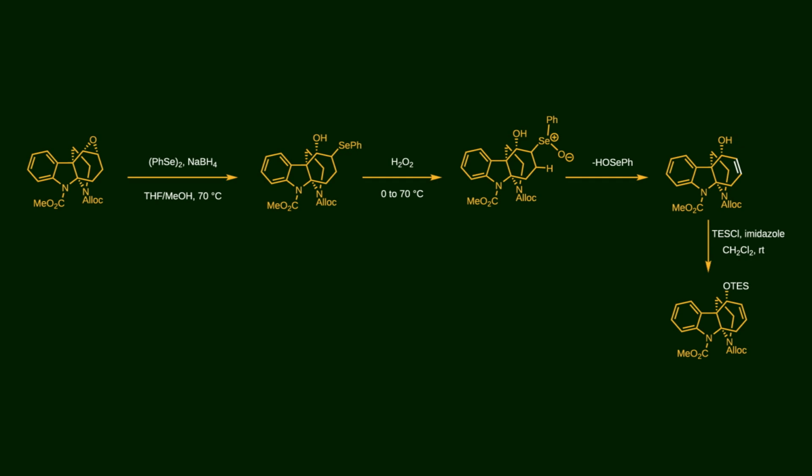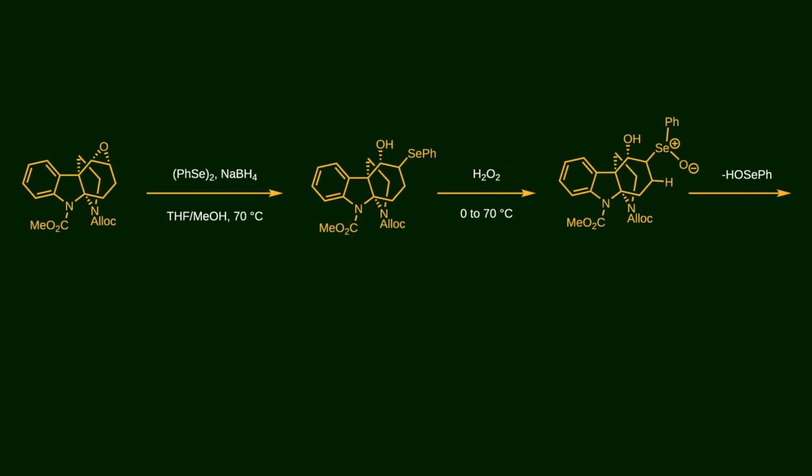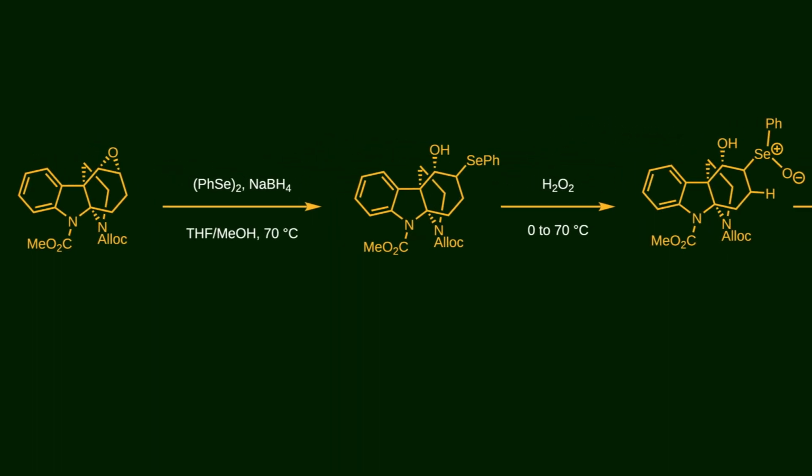Now it's time to open the epoxide ring using alkyl phenylselenide, which is an excellent nucleophile. It easily opens the epoxide ring by selectively attacking this carbon atom. The reason is that the other carbon atom is more crowded and not accessible to the nucleophile.